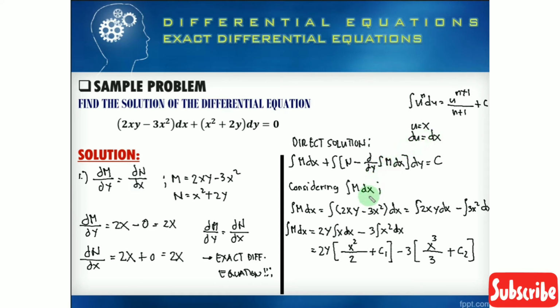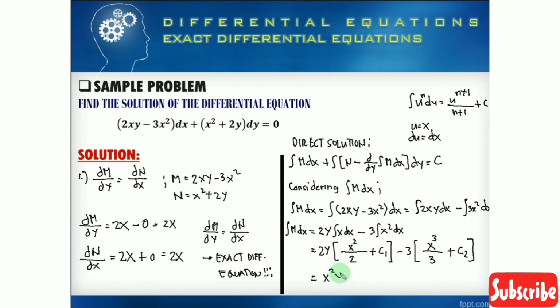So we are done with this integral of m dx, and then simplifying, we will distribute this 2y in each term, so we can say that this 2 will be cancelled out, so this is x squared.